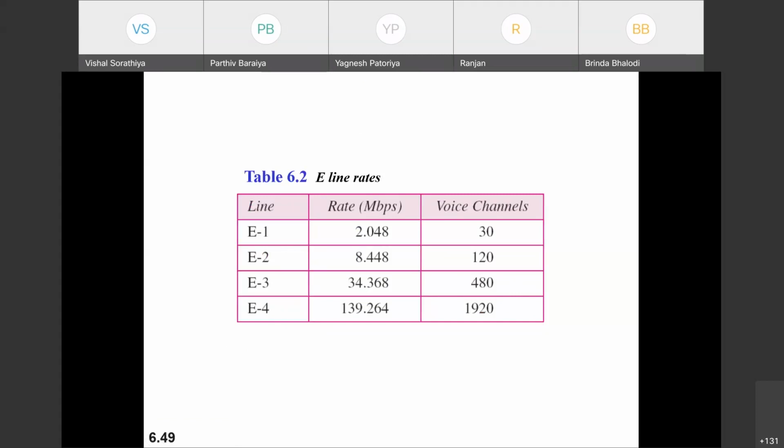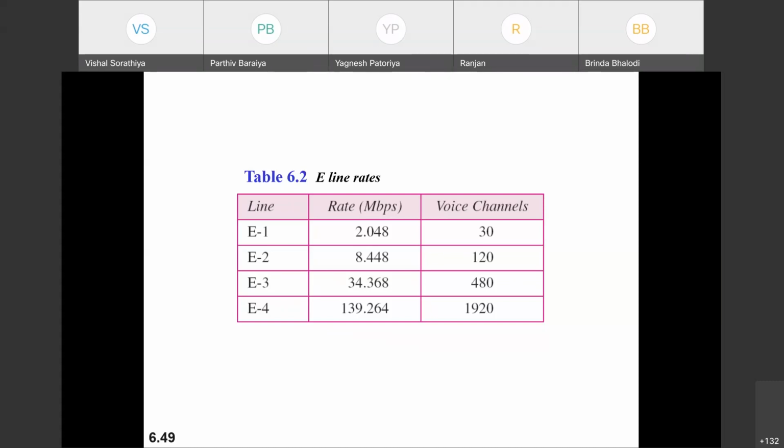Then it is further multiplexed, 4 times more. So we can say E2 equals 4 E1 lines, then we can say it's 480. It means there are 4 E2 lines combining into the E3. Likewise, there is a hierarchy. So another type of E line rate is also going to be there as compared to the D line. So D line, E line. In optical fiber, there is another line, SDH.